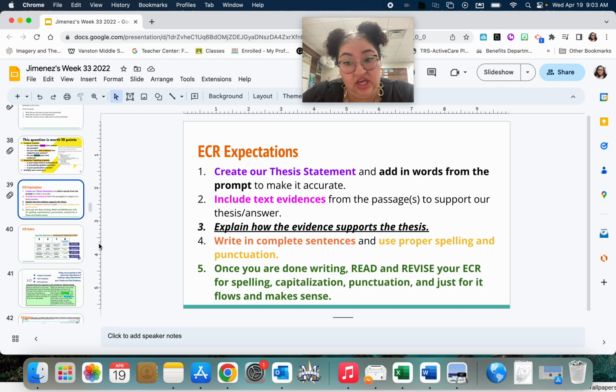Maybe I need to check it. And just use a dictionary for that, because you can type into the dictionary, and obviously if the definition doesn't pop up, then maybe it's not the correct spelling. And revise your ECR for, again, spelling, capitalization, punctuation, and just does it flow and does it make sense? Normally we catch a lot of these mistakes if we just read it out loud for a second. So, again, whisper underneath your breath and try it out.